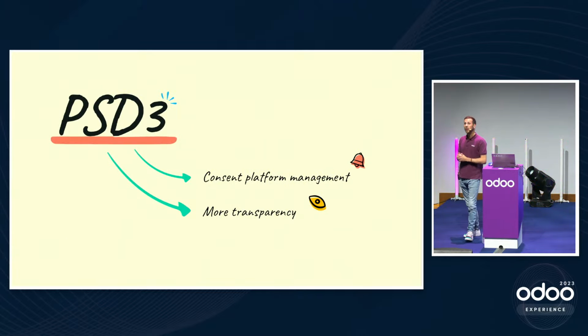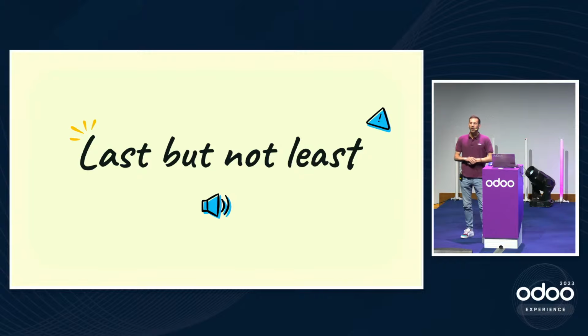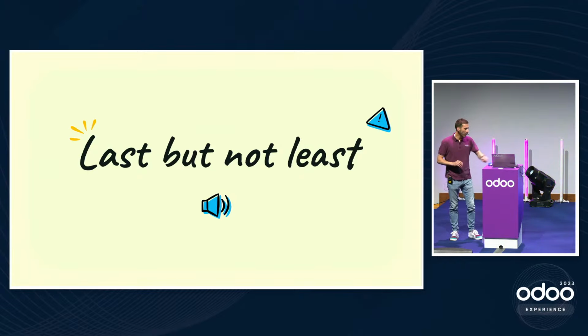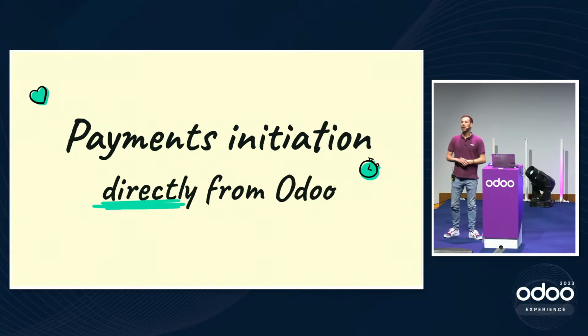The next step is also the PSD3. So those European directives keep evolving. And so basically the biggest change with the PSD3 technology is going to be that now you will have a platform to see all the consent you gave to whatever software. So you will be able to manage them much easier, much better. But the purpose is also to give even more transparency for the final customer, which is always good news for us, right?